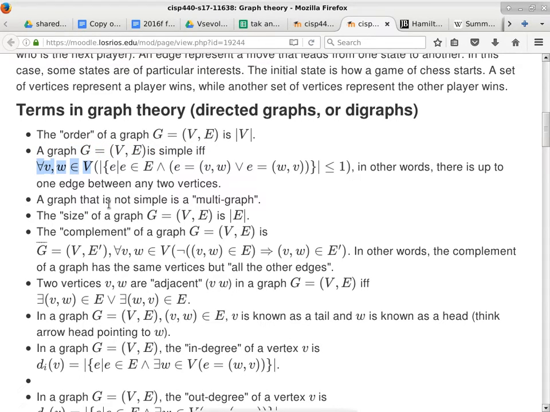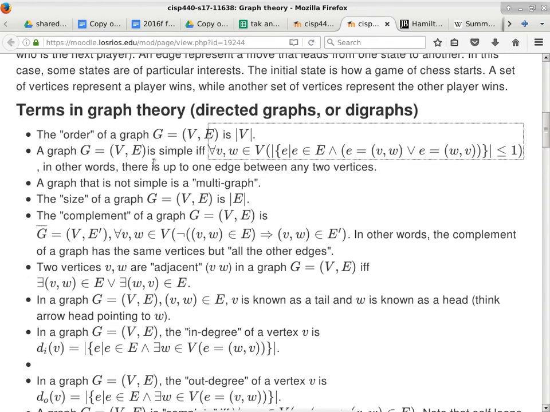What is that saying? For all V and W being elements of V. Now V can be the same thing as W, we're just saying, let's pick any vertex as V, pick any vertex as W. The following has to be true. So what is the following that has to be true? We look at this part here. That is interesting. If I click it, it moves a little bit. So we are looking at the cardinality of something. The cardinality has to be less than or equal to 1. The cardinality of some set, so now we have to take a look at what kind of set we are talking about. This is a set of edges.